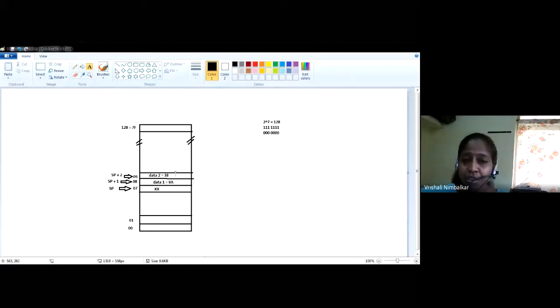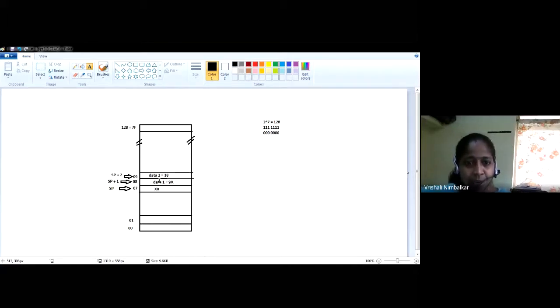But that is not the case with stack. See, how am I writing the data? Stack first increments and there I write the first data. Then again it increments by 1. That is 09. I write the second data. Next it will increment, that will become 0A hex and I will store the third data. That means it is sequentially getting incremented and stored.